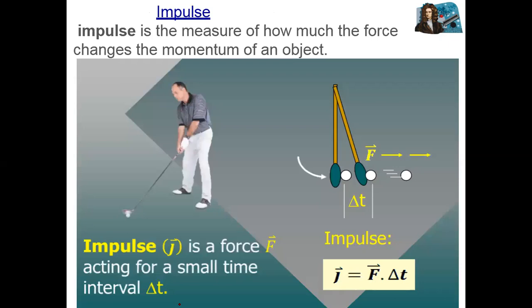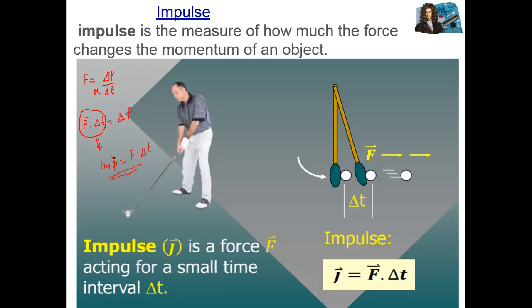Okay, we have another quantity, impulse. We know from Newton's second law that F is equal to the rate of change of momentum, del P divided by del T. So if you multiply by del T, F multiplied by del T is equal to del P, where this F multiplied by del T is called impulse. Impulse is equal to F multiplied by del T.